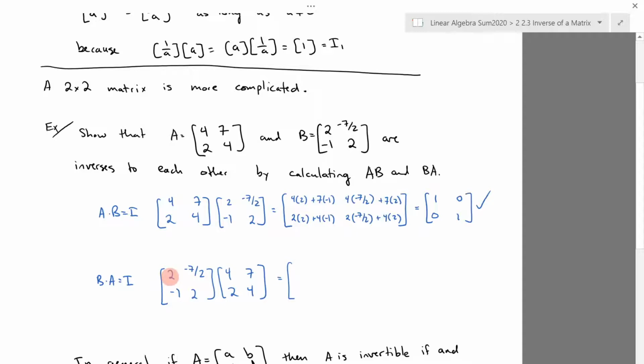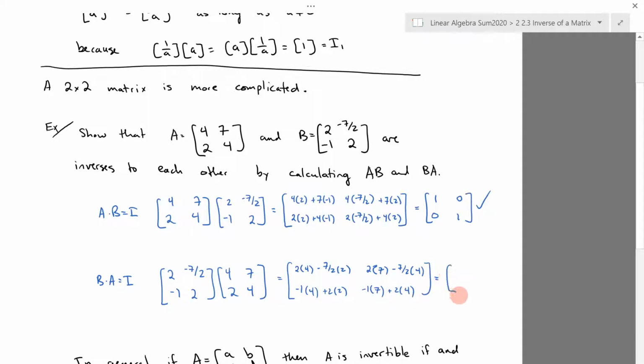Okay, so let's do the multiplication. 2 times 4 minus 7 halves times 2. The next entry is 2 times 7 minus 7 halves times 4. This entry is negative 1 times 4 plus 2 times 2. And this entry is negative 1 times 7 plus 2 times 4.